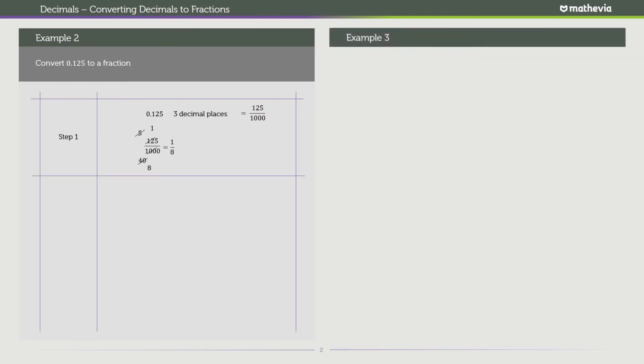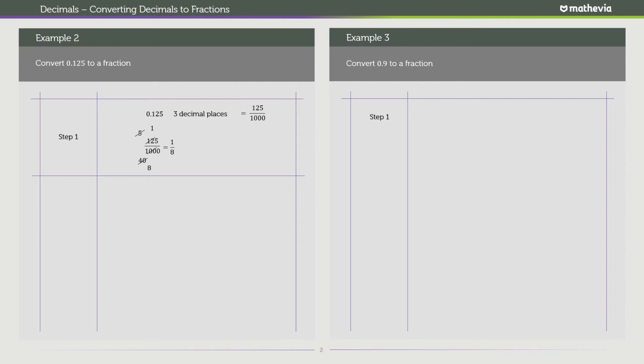It's really simple. Just identify the number of decimal places that you have and divide the number by the corresponding power of 10. It could be 10 or 100 or 1000 depending on the number of decimal places. And there you have your answer. If you need to, you reduce to its lowest terms. Example 3: we have 0.9, one decimal place, and that's 9 over 10. We have the number in the decimal, 9, divided by 10, and 9 over 10 we can't reduce, so we just leave it like that. So 0.9 is 9 over 10.